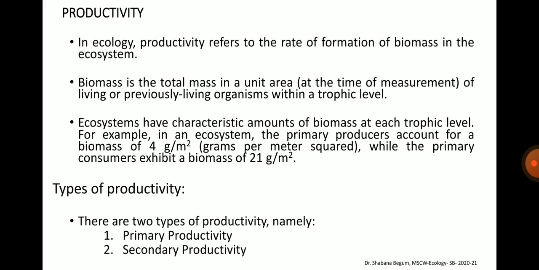let me define productivity. In ecology, productivity refers to the rate of formation of biomass in the ecosystem, and biomass is the total mass in a unit area, at the time of measurement, of living or previously living organisms within a trophic level. Fine.